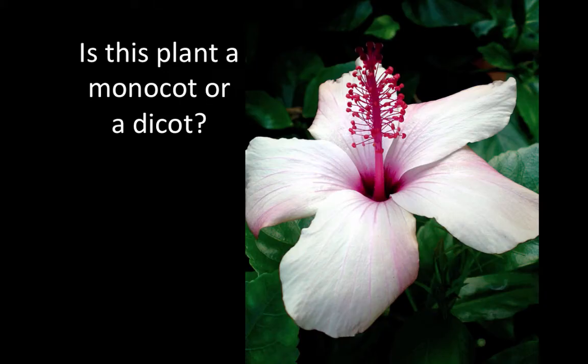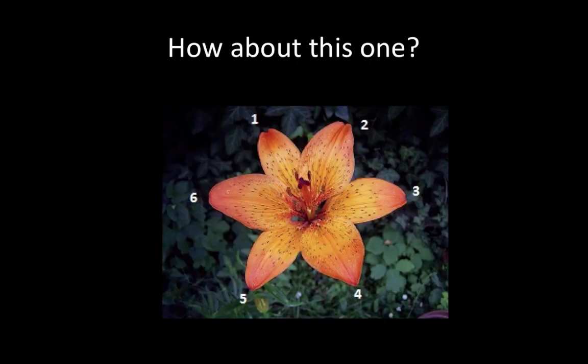Okay, a quick quiz here. Is this plant a monocot or a dicot? I'll give you a minute to count the petals. By now you should see that it's 1, 2, 3, 4, 5 petals. Therefore, we have a dicot here. So take a look at this flower right here.